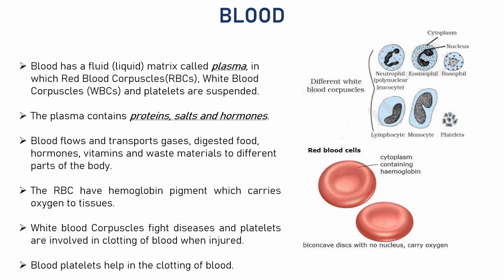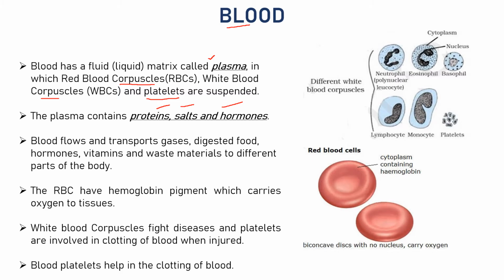Now coming to the first connective tissue, that is blood. Now as we have discussed before, the blood is a fluid connective tissue. And what is the fluid part in blood? That is plasma, right? Plasma is the fluid part of the blood. It has the maximum percentage of water, right? Then it has certain salts, proteins and hormones, right? The plasma contains proteins, salts and hormones, right? It also contains RBCs, red blood corpuscles, white blood corpuscles, and platelets are also suspended in plasma.